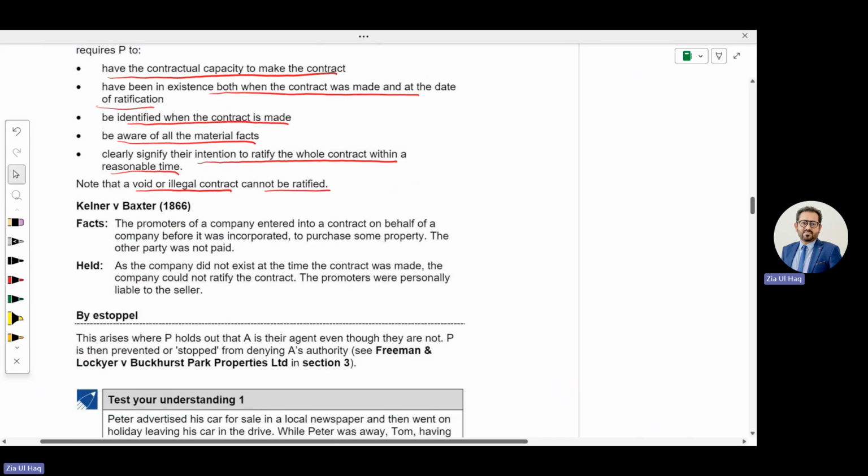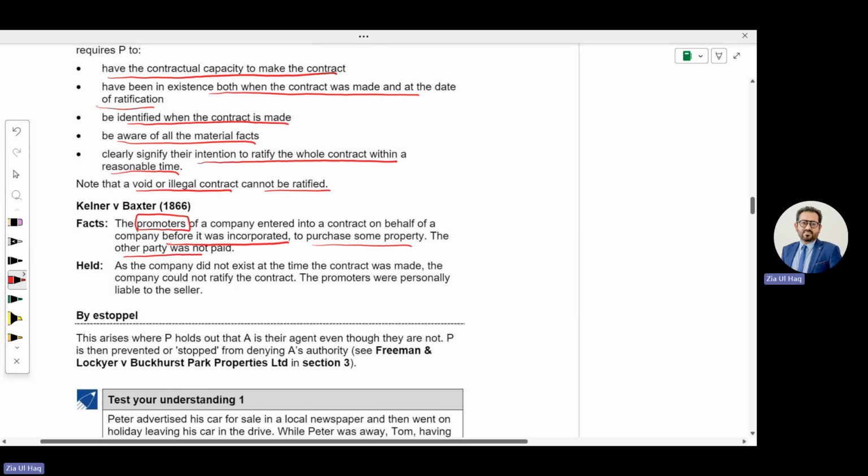And there is a case, Kelner versus Baxter. Who are promoters? Those who promote the company at the initial stage, when the company is going to be formed; they promote the name of the company and try to sell shares of the company. The promoters of a company entered into a contract on behalf of a company before it was incorporated. The promoter performed some transaction with Mr. Z before the company, the principal, was incorporated, to purchase some property.